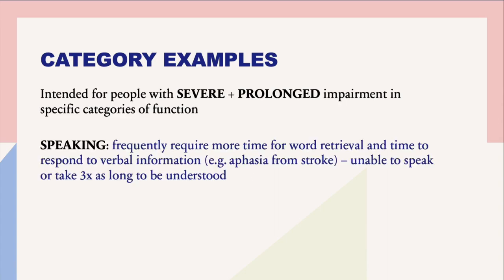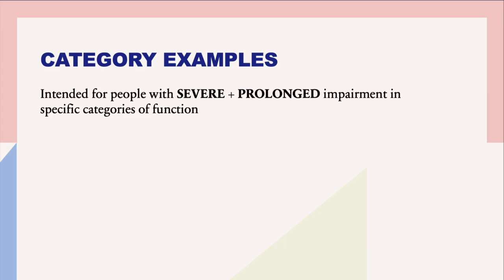For speaking, we think of people who frequently require more time for word retrieval, time to respond to verbal information, processing information and speaking back. An example is aphasia from stroke, right? They're unable to speak or take 3 times as long to be understood.